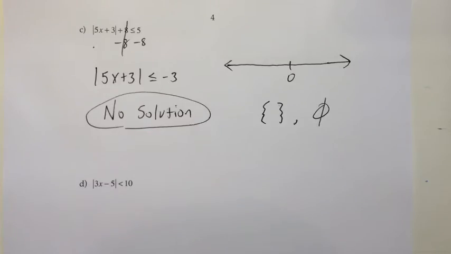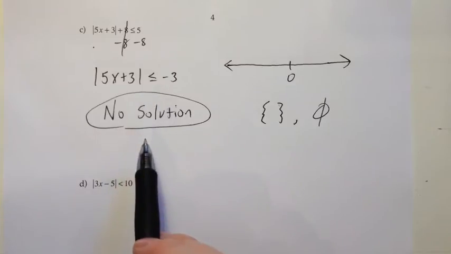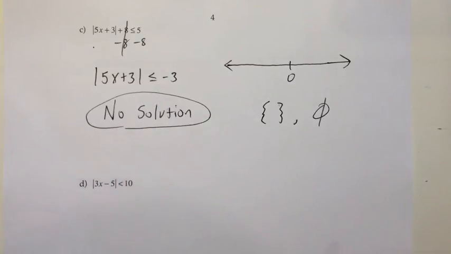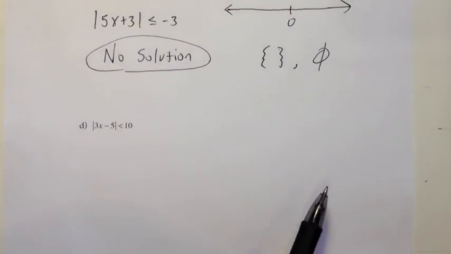You just want to remember that if you're ever trying to solve an absolute value inequality and you get your absolute value by itself and on the other side you have the negative with the less than or equal or a less than, there's never a solution to that case. Alright, let's look at a couple more.